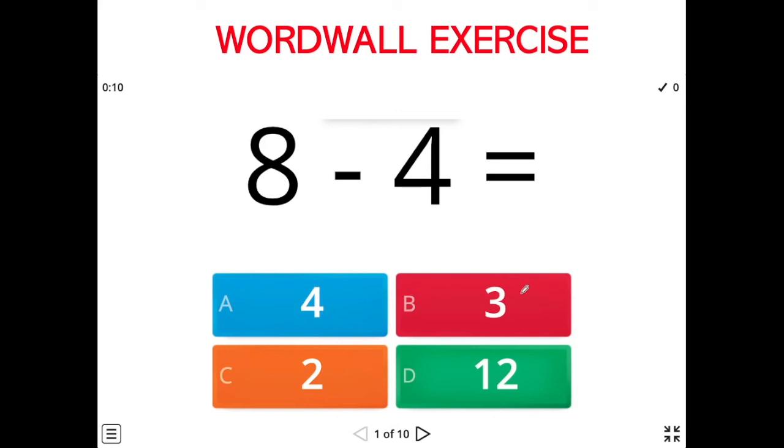Right, so what I want you to do for your independent work is just complete this word wall quiz. There's only going to be 10 questions. The right answer is going to be at the bottom amongst the 4 options. You just need to select the right answer. Let's see who gets the quickest time.